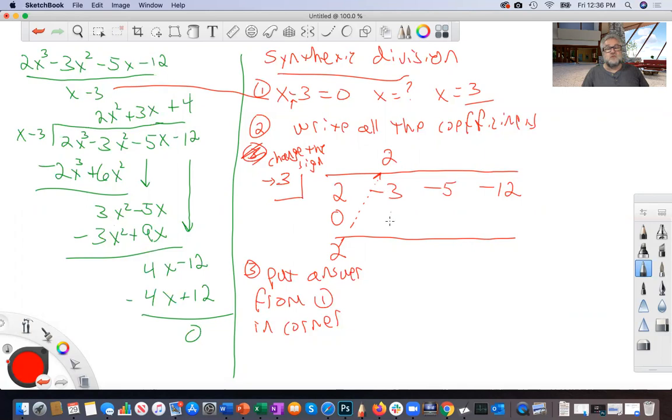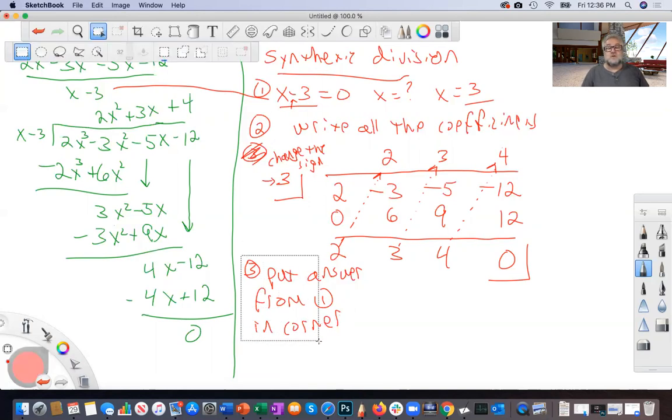Multiply. 2 times 3 is 6. Add 3. Up here, 3 times 3 is 9. Add 4. 4 times 3 is 12. Add 0. Oh, there's our remainder, 0. Hey, look at that. We got the same thing. So I just did the exact same thing, and the answer I got from doing this, let me get rid of that stuff here. Sorry, number 3. We got to say bye-bye.